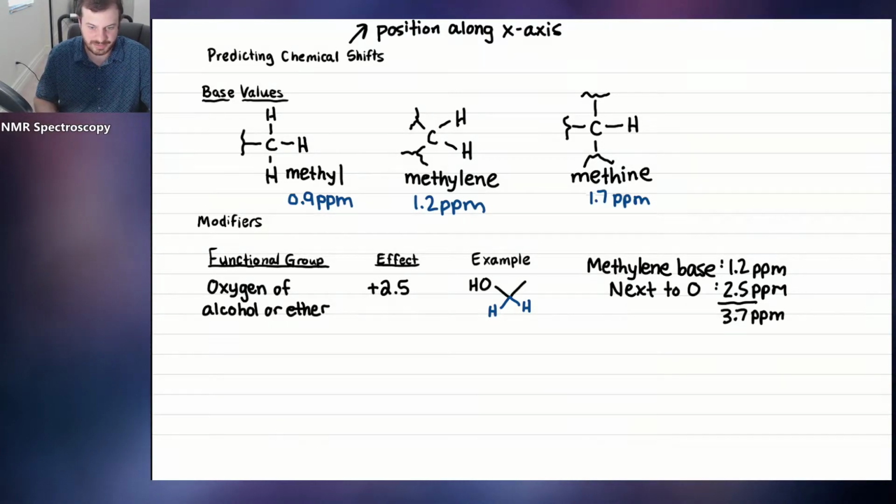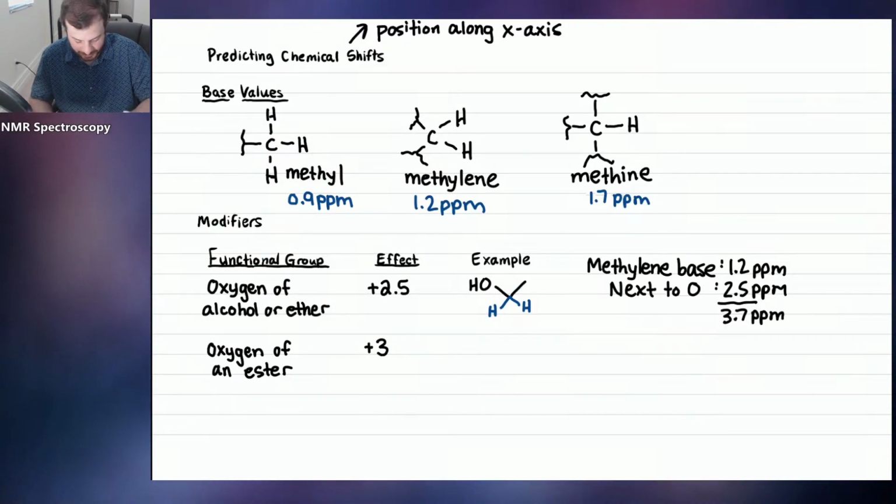Let's take a look at the next modifier, which is even more powerful. It is the oxygen of an ester. Oxygen of an ester, not an ether, but of an ester, and the effect there is plus 3. Let me show you an example of what that looks like. An ester, there's an oxygen, and then some hydrogens attached to the carbon next to that oxygen.